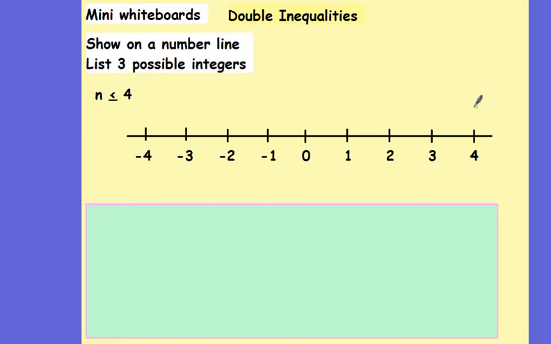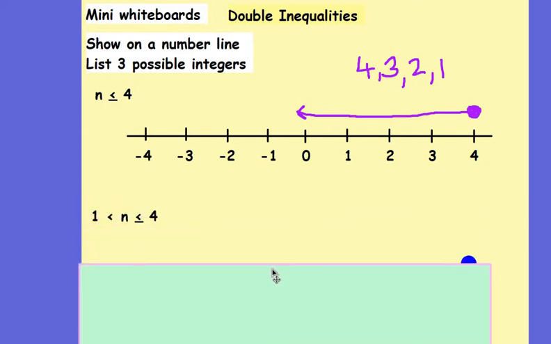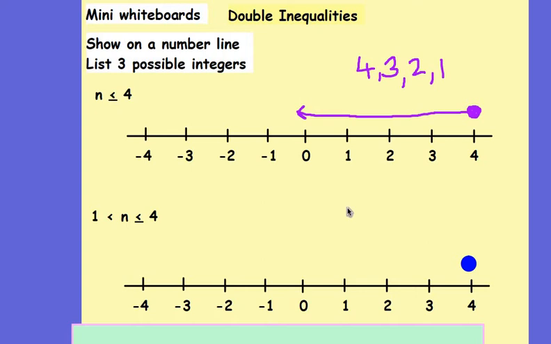Right, let's go through it. This time we're less than or equal to 4, so I need a filled-in circle on my 4 and an arrow pointing this way. This means n could be 4, it could be 3, it could be 2, it could be 1, etc. Okay, Year 8, please now adapt your diagram to show me this one, please. Pause the video for a couple of minutes and have a go at that now.